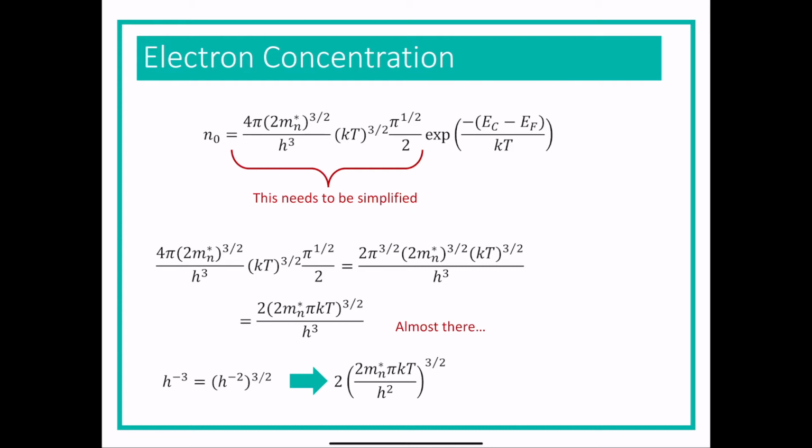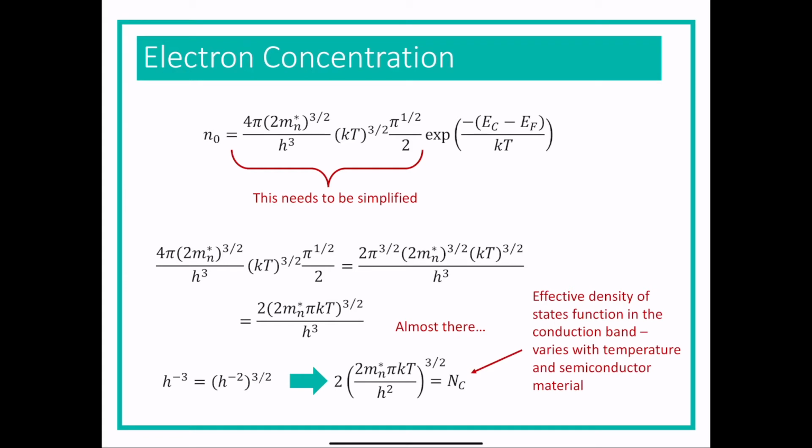And that actually has a name, because other than temperature, there is nothing in there that varies as long as you're using a particular material. The effective mass of the electron is going to be different if you've got silicon or germanium or gallium arsenide, but the temperature also is going to be different, but you can standardize this. So we give this a name, and we call it the effective density of states function in the conduction band that varies with temperature and semiconductor material.